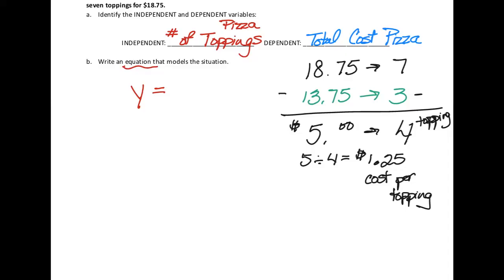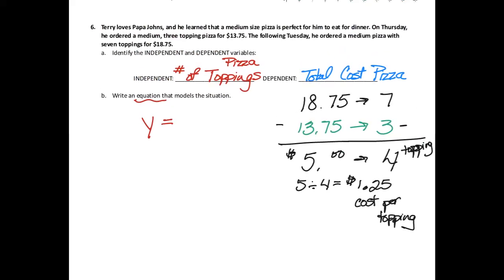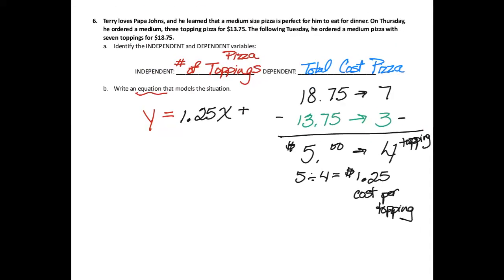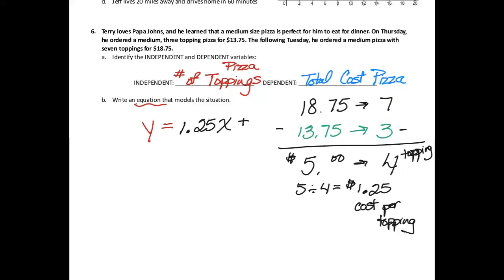So what do we do now? 1.25x plus 10. So you are saying, okay, 1.25x plus 10. How did you know it was 10? We don't even have 10 up here yet. 10. You add 7 and 3 for the total amount of toppings. Well, that would be 10 toppings.